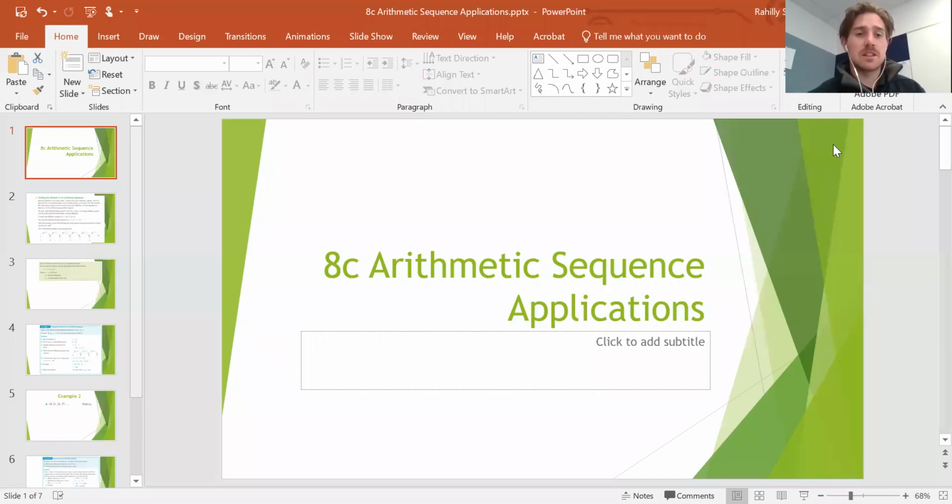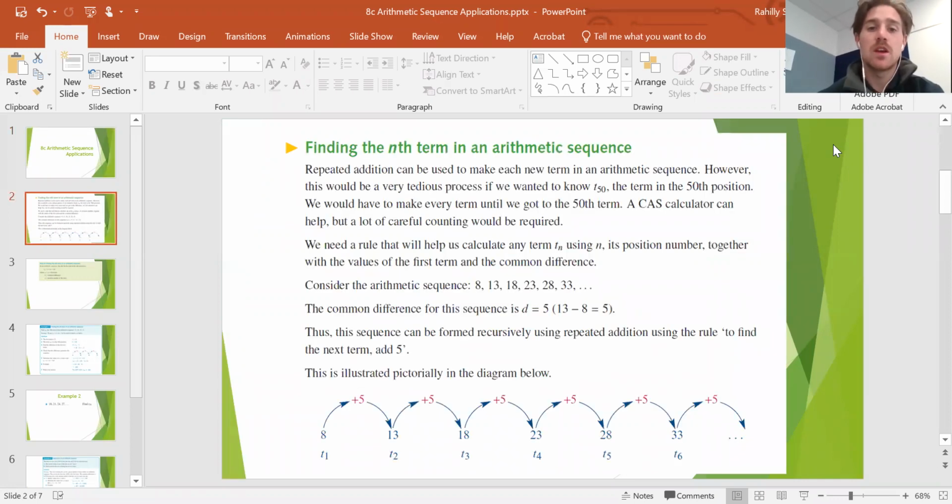Hi, Year 10s. We're continuing on with arithmetic sequences today. So continuing on from the stuff we've learnt previously, it's just looking at it a little bit more with applications and more worded questions and real problems. We're going to go through this here quickly when we're looking at finding the unknown term in an arithmetic sequence.